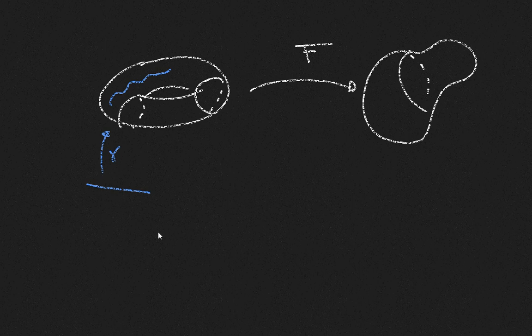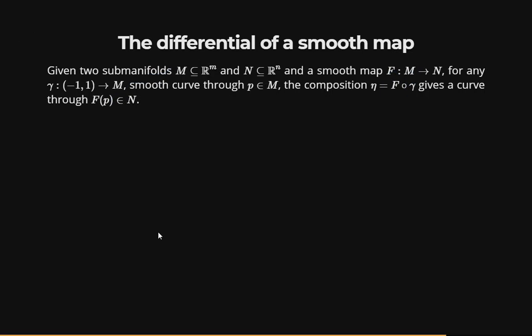If you compose via F, you obtain another map from the same interval to M. This is M, and this is N. So curves in M go to curves in N. M and N was not a good choice, but anyway. This means that we can find some consequence on the tangent space. And that's what we do.